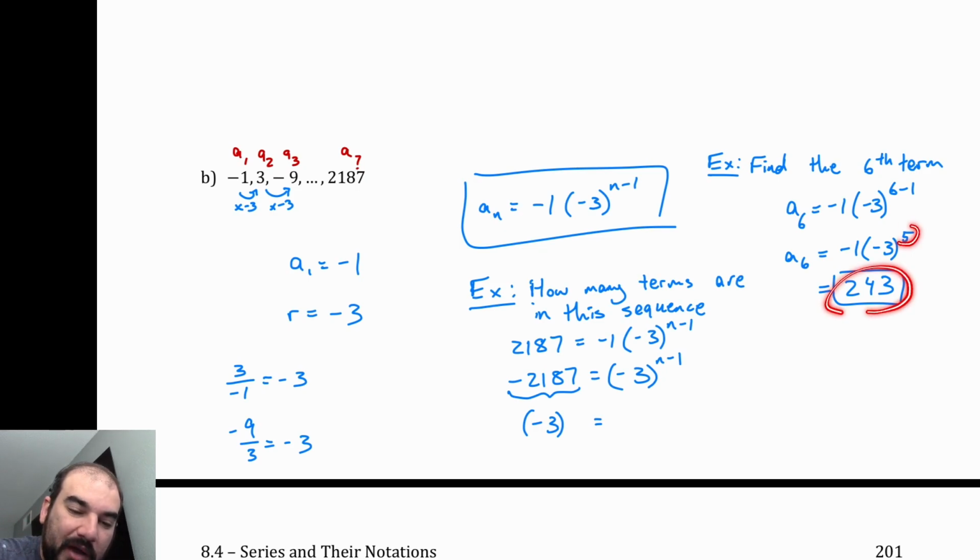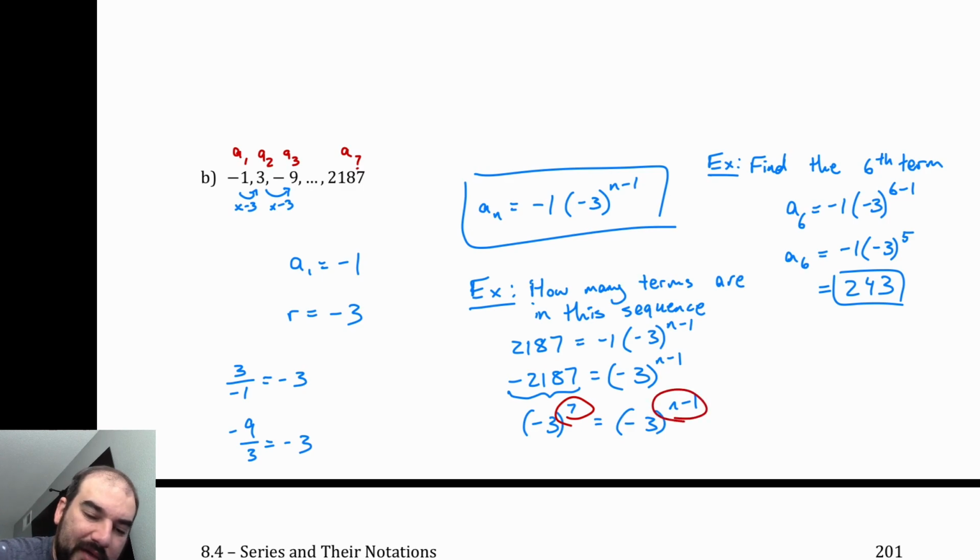243 was the 5th power. The 6th power would be 600 something. The 7th power would probably work for this. So this is going to be -3 to the 7th equals -3 to the n minus 1. If you write both sides with the same base, then the exponents must be equal to each other. So I have that 7 equals n minus 1, and adding 1 to both sides means that n is equal to 8. So this sequence has 8 terms.